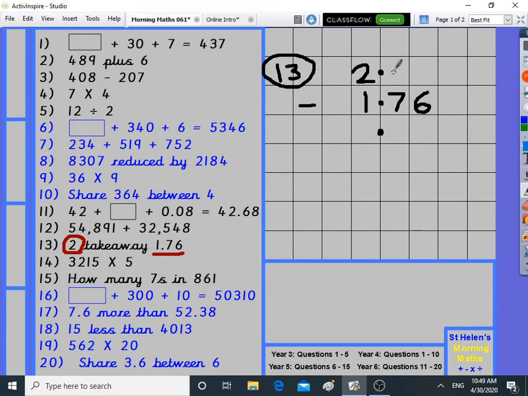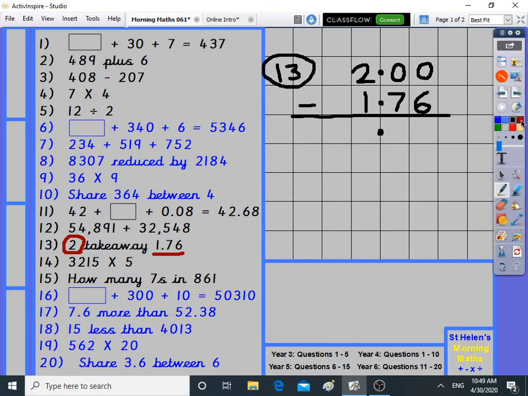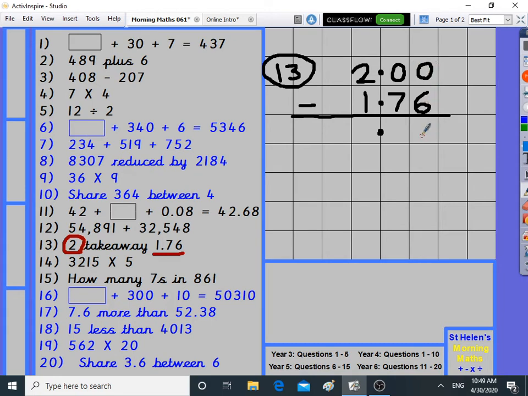Now to make this work, I'm going to need 2 to become 2 point nothing, or 2 point nothing nothing, which is exactly the same as 2, just looks a bit different. So this will make the column subtraction work. We've still got 2 take away 1 and a bit. I think the answer is going to be just a bit, 0 point something. Let's see what happens. 0 take away 6, you can't do.